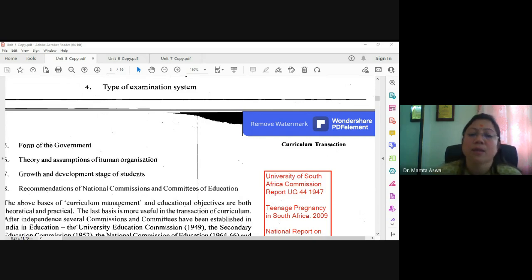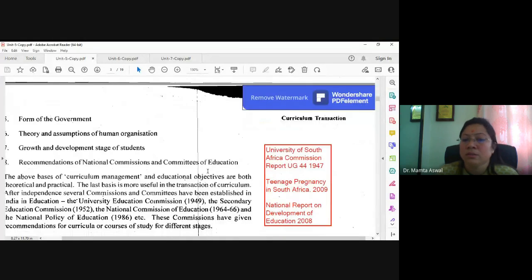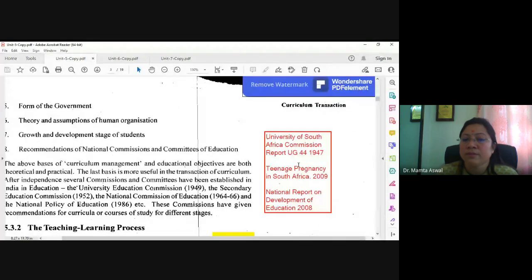And lastly, the recommendations of various committees and organizations. You can see on the right hand side, there is a text box you can see there.